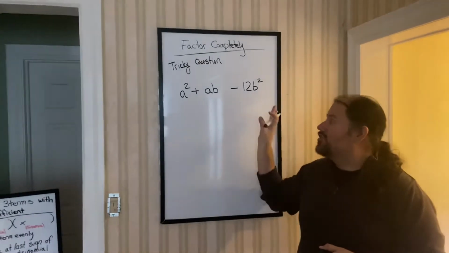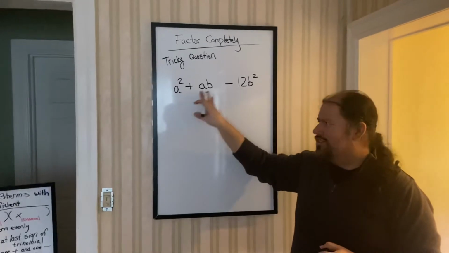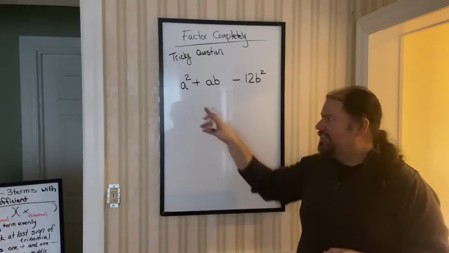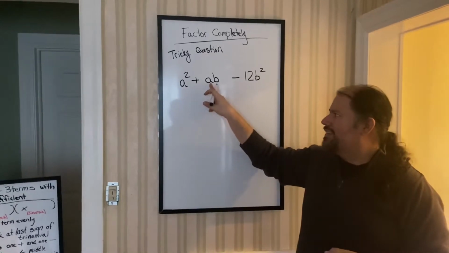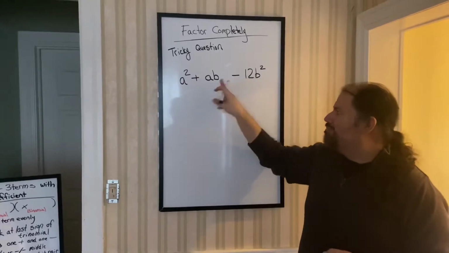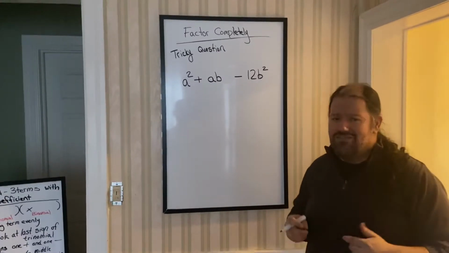Here I have a tricky question for you. Why is this tricky when it came to 3 terms? Notice when we were doing the other guys, they only had 1 letter. Here I have 2 letters. I have A's, but I also have B's.